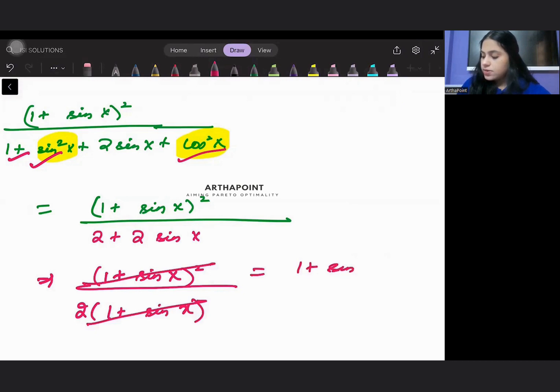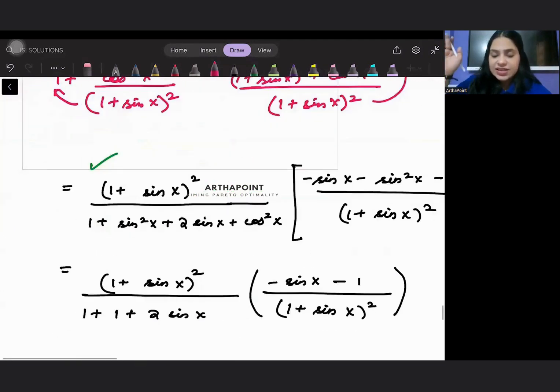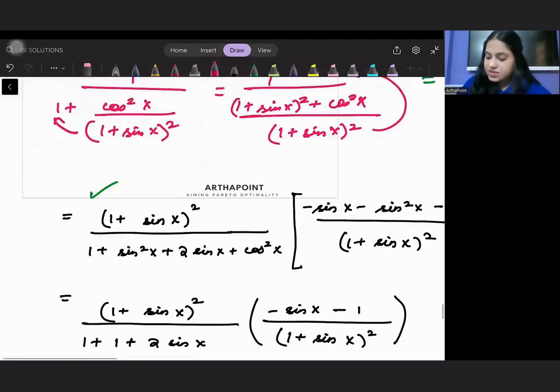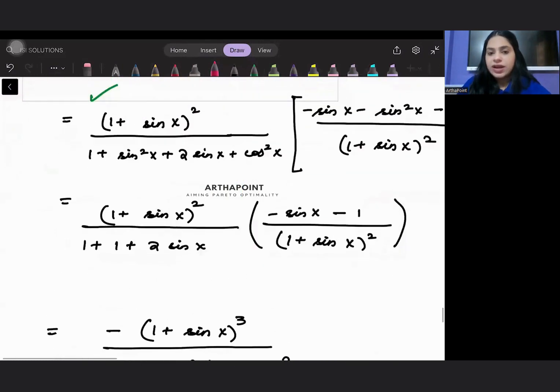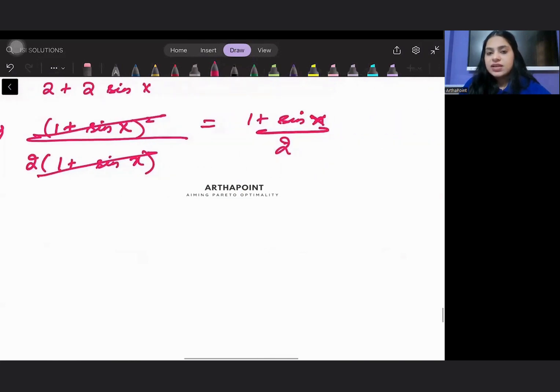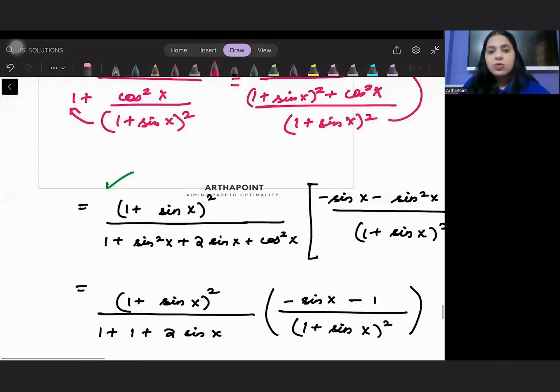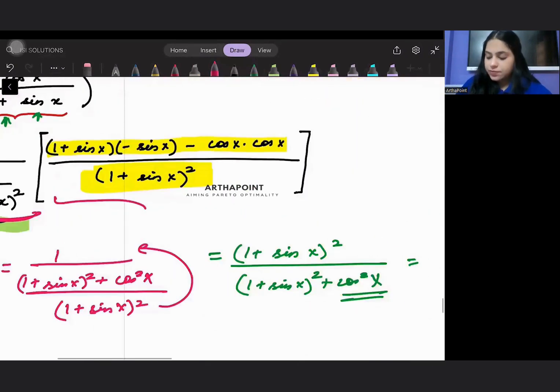So this will be (1 plus sin x) by 2. So we have seen that at least the left hand side, that means this part, it just goes ahead and becomes what I just mentioned to you here, which means (1 plus sin x) by 2, right? Now we need to look into the right part. We need to look into this part now.